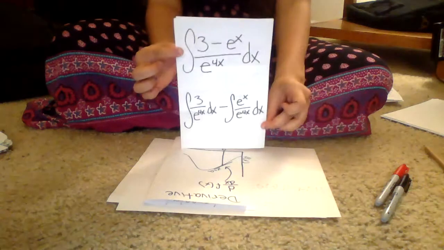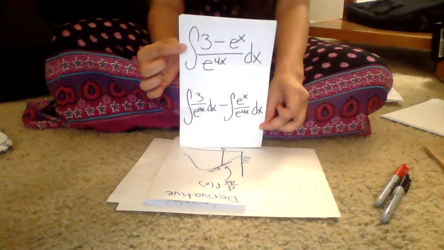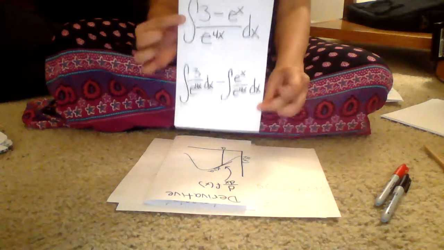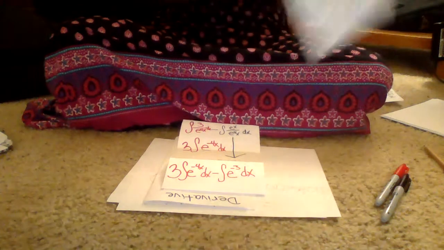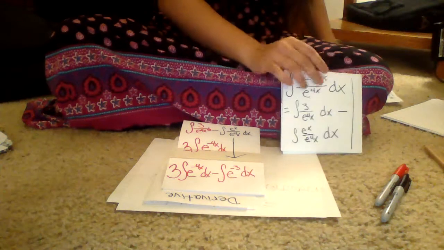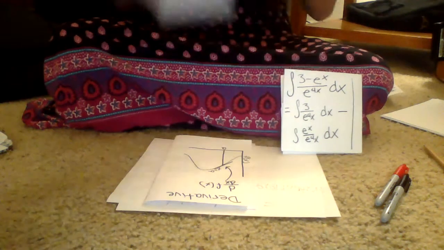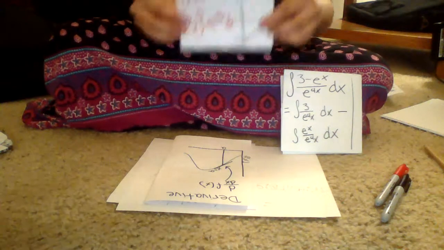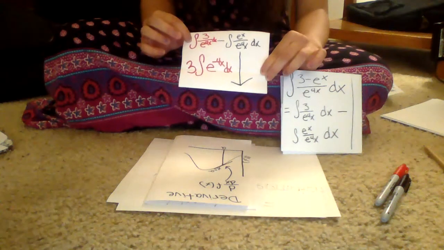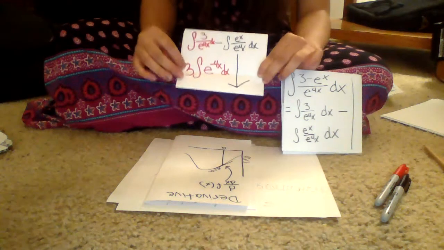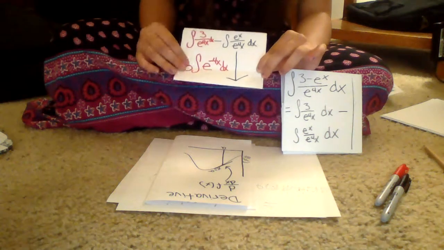Alright, now that we split the integral, we're going to need some simplification. I want you guys to remember this, and I have that, voila, right here. Now that we have that, we will simplify the first half. We simplify this by pulling out the constant and then moving this up.